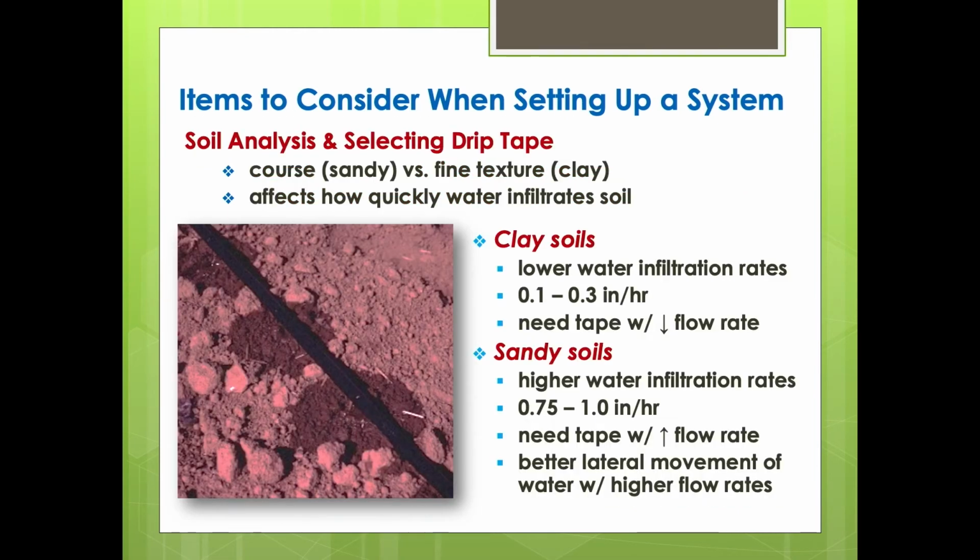Drip tape selection: typically, on a sandier soil, we want drip tape that has a higher water infiltration rate, so a high flow tape. On a more clayey soil that has a lower water infiltration rate, we typically want a tape that puts out less water. That's just something to keep in the back of your mind.